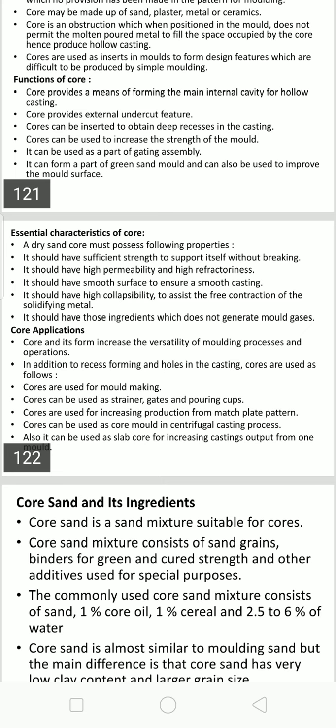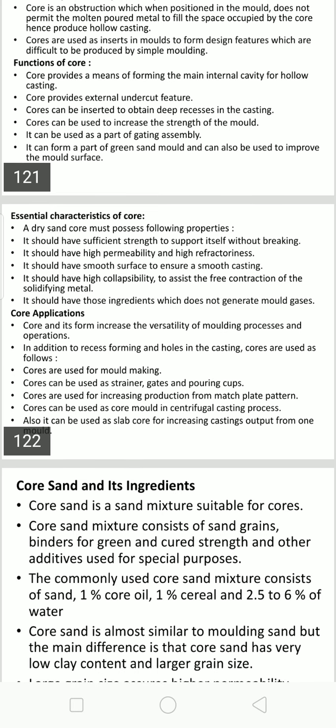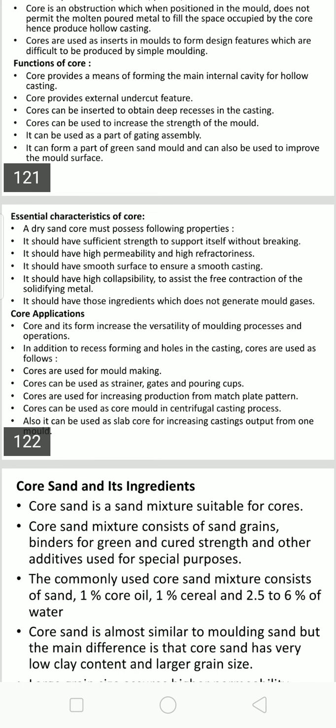Smooth surface, because cores are normally made with fine sand, fine binders and costly binders also. So normally the surface is fine, but quality binders and sands should be used. Then it should have collapsibility to assist free contraction of the solidifying metal. After solidification, the core should easily break and be removed from the solidified casting. Otherwise, it may not assist the free contraction of the solidifying metal.